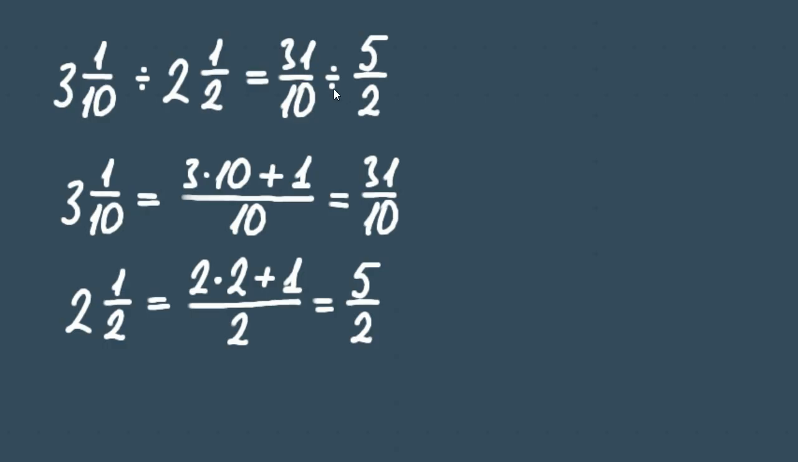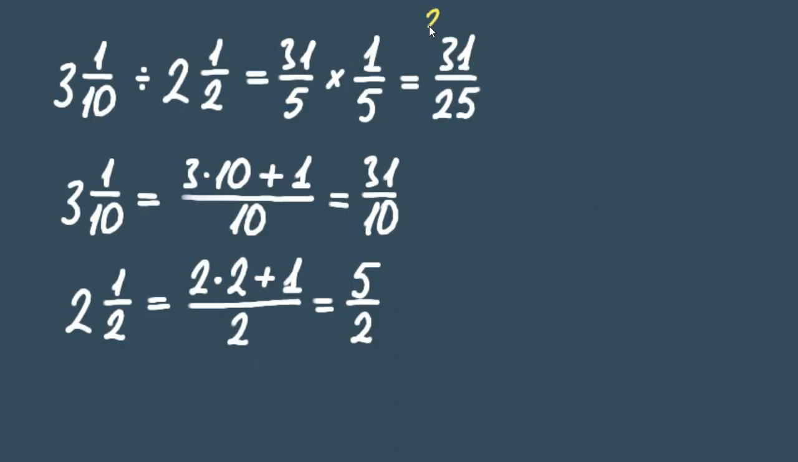Next, I move from division to multiplication. I turn over the second fraction. And I put the multiplication sign. Here I will immediately reduce the denominator of the first fraction and the numerator of the second fraction by 2. In the numerator I get 1 and in the denominator I get 5. I multiply the numerators and denominators.